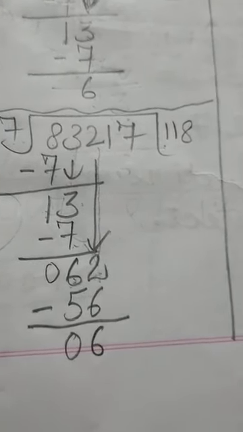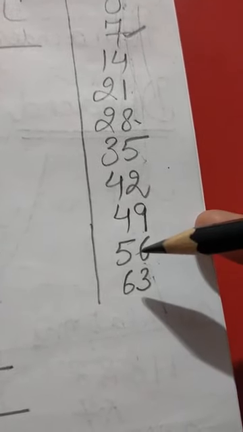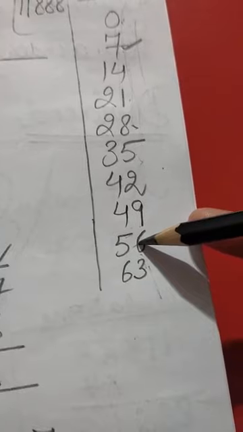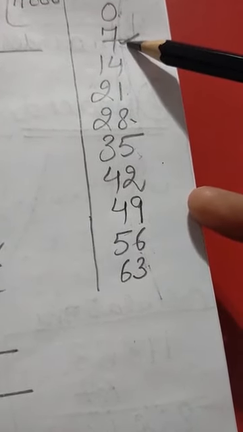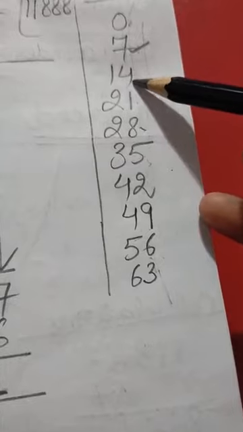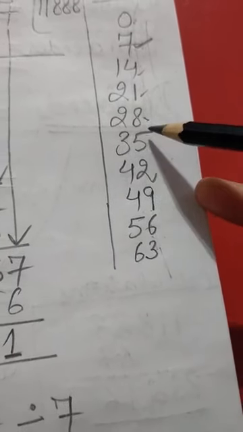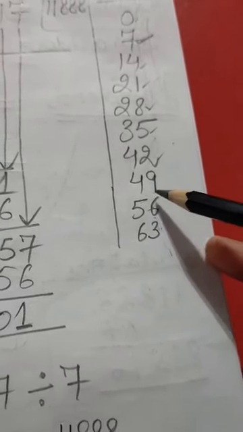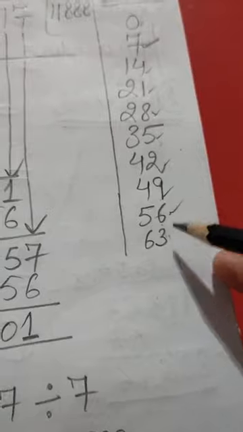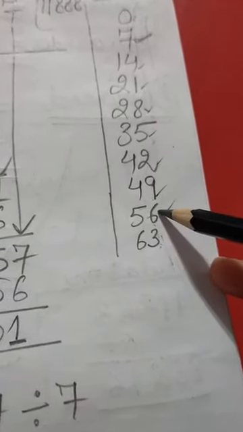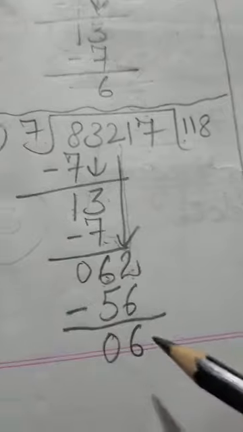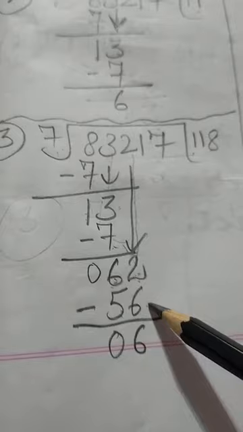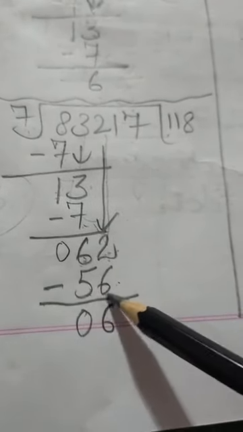Now again we will see the table of 7, what can be written under 62. From here to here we can write under 62, because 7 can be written under 62, 14 also can be subtracted from that, this can also be subtracted, this also, and this we will write, because 63 cannot be written, so one number before that we will write, and that is 56. 7 eights the 56. Now 62 minus 56.